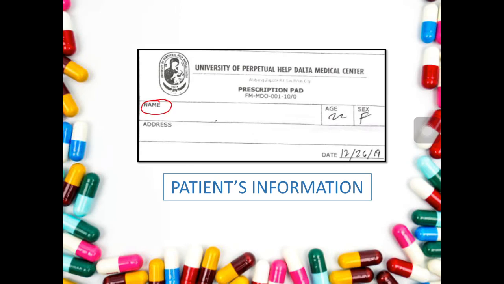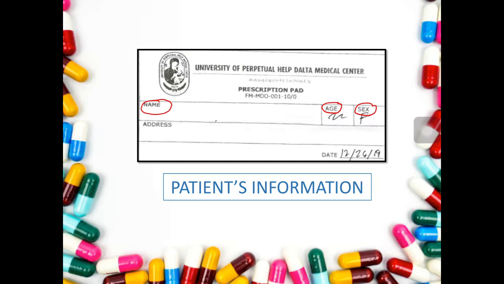That should always coincide with the patient's age and the patient's sex. We need to always validate this information to know whether the medication stated in the prescription is for the patient that is written in the prescription.